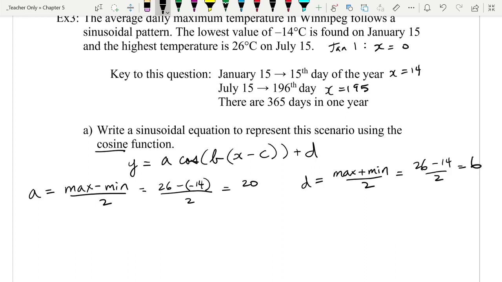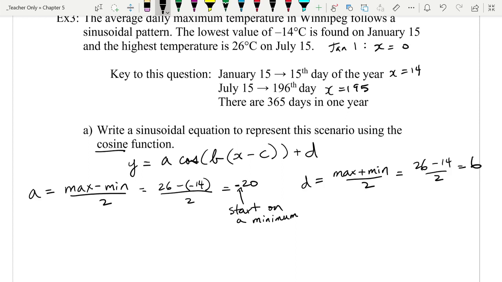Now, I haven't started finding B yet, and I actually don't usually assign negatives to B. Kind of makes the equation a little uglier as far as I'm concerned. So that means I'm going to make this A negative because we're going to start on a minimum. There we go. We figured out A and D.